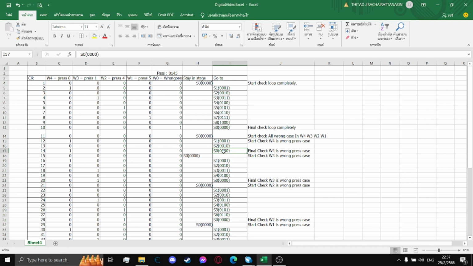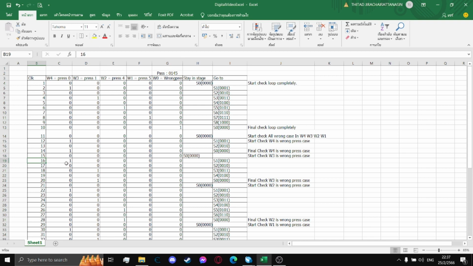And from right access, when you press W4 in the wrong press, again, when I press again in this one, then they will go to the wrong case, then they will go to state 0 immediately. Then clock 15, when they will start in the state 0 again, then they will stay in the state 0.